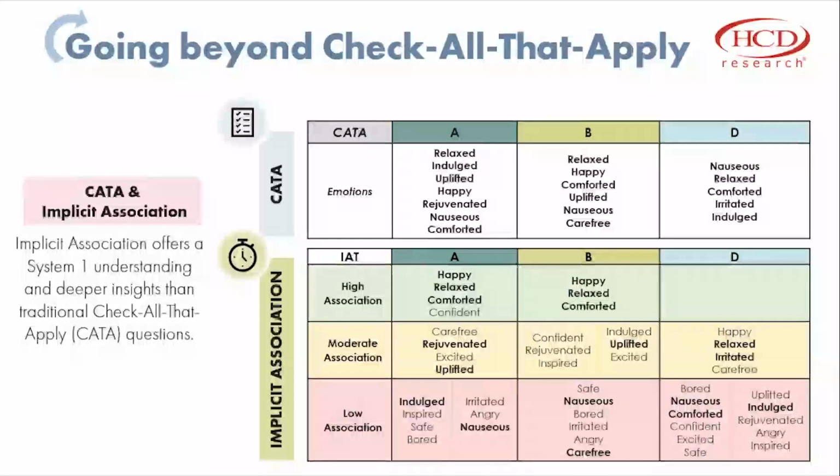Absolutely. So you can actually see here that product A is also relaxed, as is product D. You can see that there's a stronger association in A than for D, right? Right. And that's really important to be able to see, whereas in CATA, you would not have seen that difference.